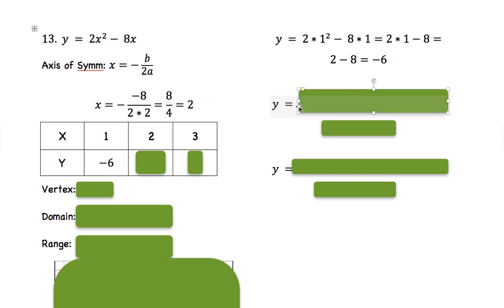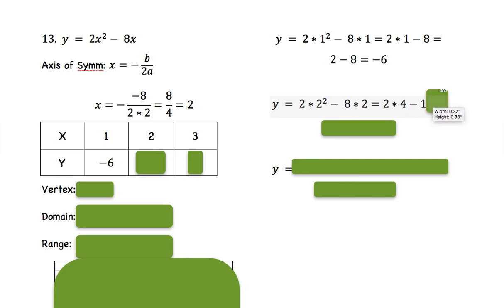When x is 2, we plug it into the equation, and we get 2 times 2 squared. Well, 2 squared is going to be 4, so we'll have 2 times 4. And then negative 8 times 2 is just negative 16. And then when we go ahead and simplify that further, 2 times 4 is 8, minus 16 gives us negative 8. So now when x is 2, our y value is going to be negative 8.